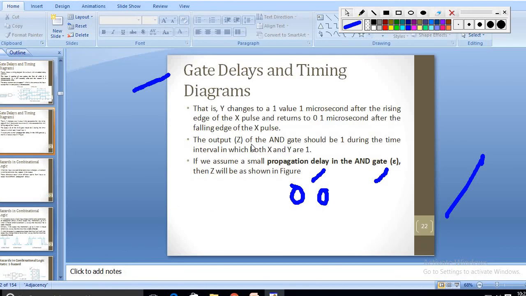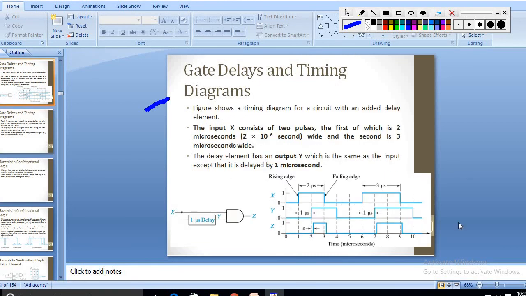This is the explanation for the previous slide. Say y changes to 1 after a 1 microsecond delay following the rising edge of x. It is the same thing I just told you in the previous slide, so that is the explanation of that one.